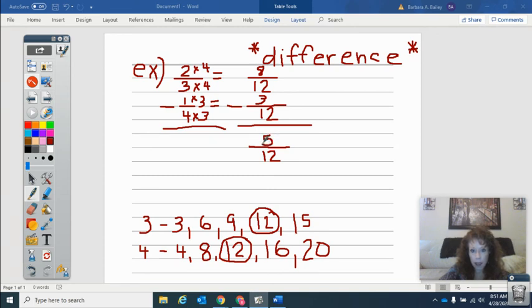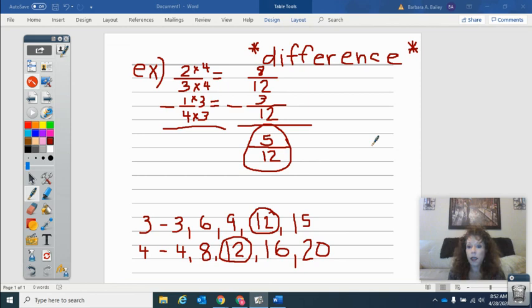And then my last step is to make sure that this fraction is in simplest form. So I have to ask myself, is there a common factor, a whole number that can divide evenly into 5 that also divides evenly into 12? And the answer is no, not really. The only common factor is 1. And if you divide by 1, you're still going to get 5/12. So this answer is in simplest form. 5/12 is my final answer. Don't need to simplify.